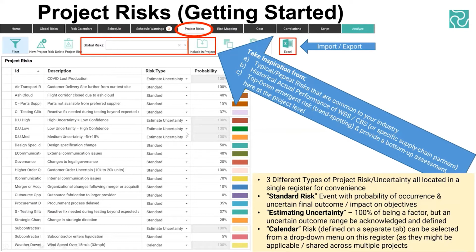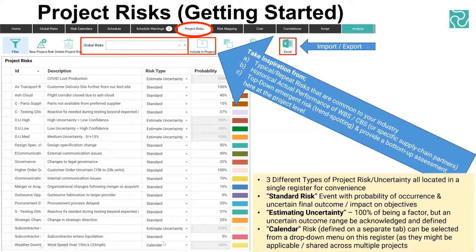And you can cheese the system. You can game it if you want. You can still put in, like I've got one here, higher order uncertain 10k to 20k units. That's got 100% probability, but it's in as a standard risk. And there's reasons why you might want to do that, such as when you're correlating risks on the correlation matrix, it won't include estimating uncertainties. So if you want to describe something as an estimating uncertainty with 100% occurrence, that would be the way to work around that. Excuse me.